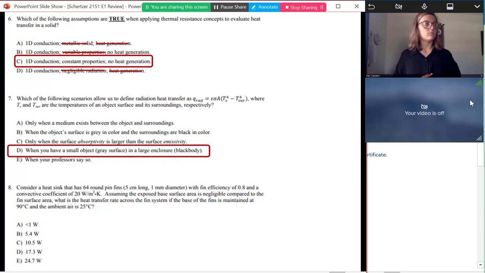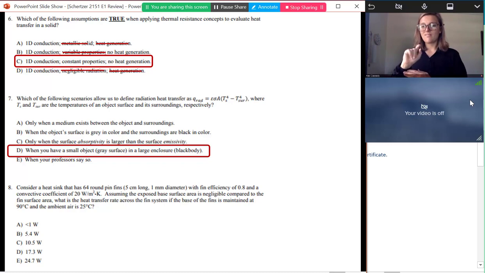Question 8. Consider a heat sink that has 64 round pin fins, we're given some geometry, with fin efficiencies of 0.8 and a convective coefficient of 20 watts per meter squared Kelvin. Assuming the exposed base surface area is negligible compared to the fin surface area, what is the heat transfer rate across the fin system if the base of the fins is maintained at 90 degrees and T infinity, or the ambient air, is 25 degrees?